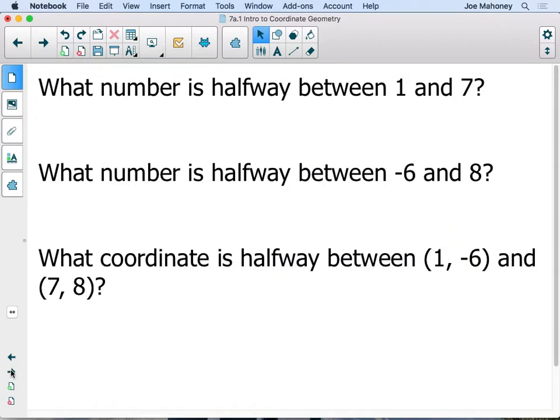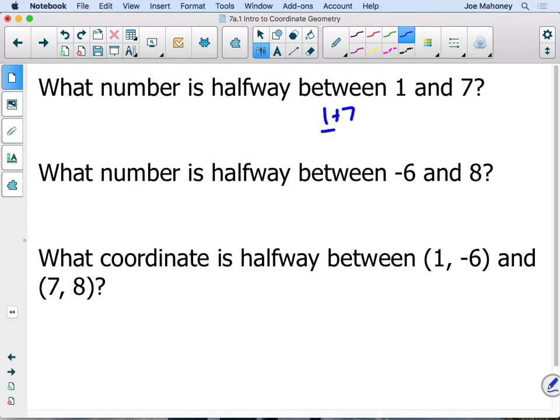So now we get to play with another one. Completely different. We're not doing distance here. What number's halfway between 1 and 7? What's in the middle of 1 and 7? What's the average of 1 and 7? So maybe you're thinking I got to do 1 plus 7 and divide it by 2. And 4 is right in the middle. It's 3 away from those.